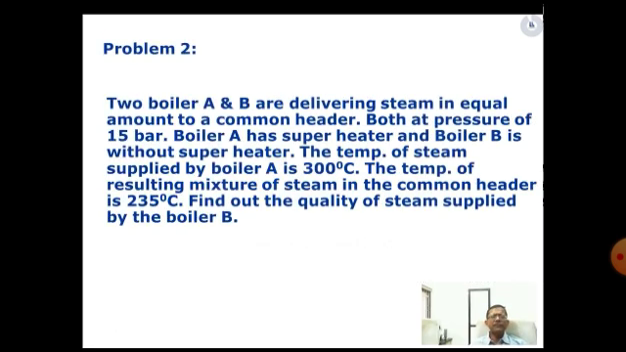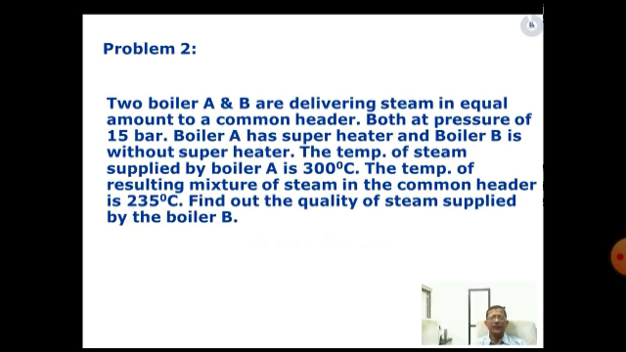Okay, another problem. Two boilers A and B are delivering steam in equal amount to a common header, both at a pressure of 15 bar. Boiler A has a superheater, boiler B doesn't have a superheater. The temperature of the steam supplied by boiler A is 300 degrees centigrade, which is having a superheater. The temperature of the resulting mixture of the steam in the common header is 235 degrees centigrade. What we need to find out is the quality of steam that is supplied by boiler B, which does not have a superheater.